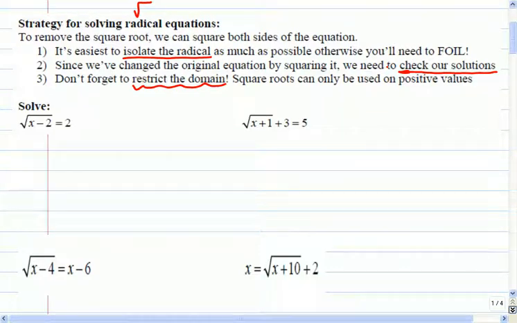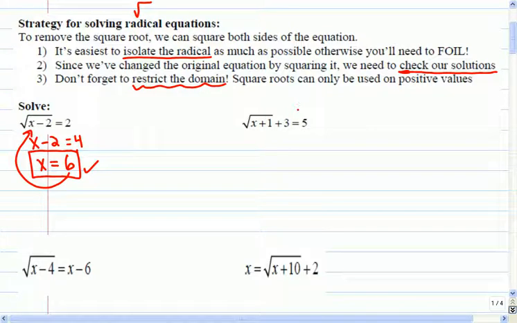Okay, so if we try the strategy for the first one, if I square both sides, x equals 6. This is a quick one to double check. All I need to do is, I can probably do it in my head. 6 minus 2 is 4, square root of 4 is 2. So yep, that one works.